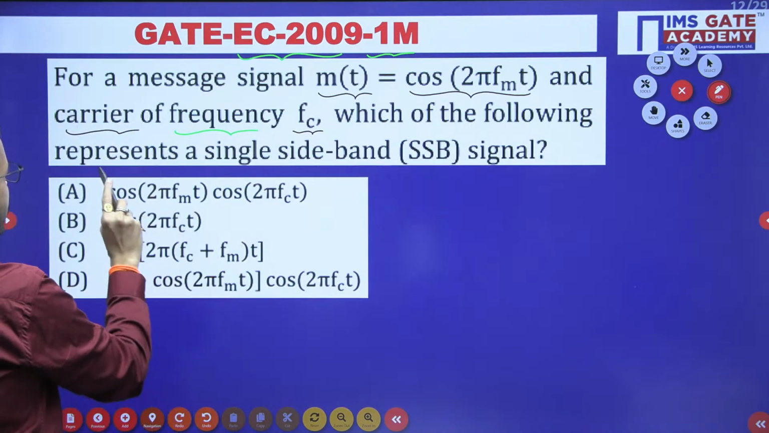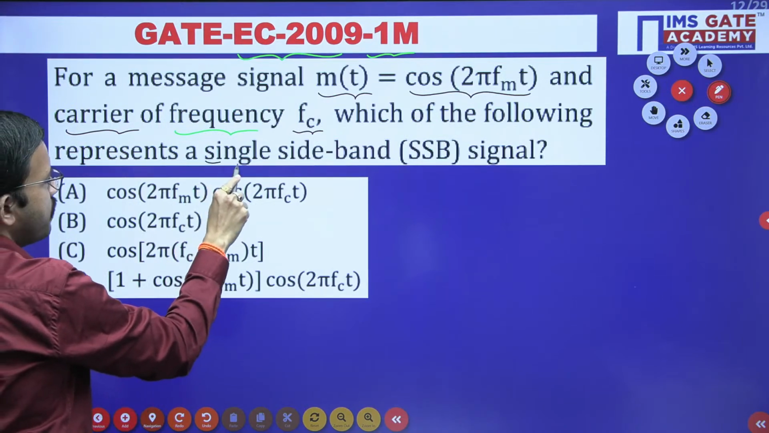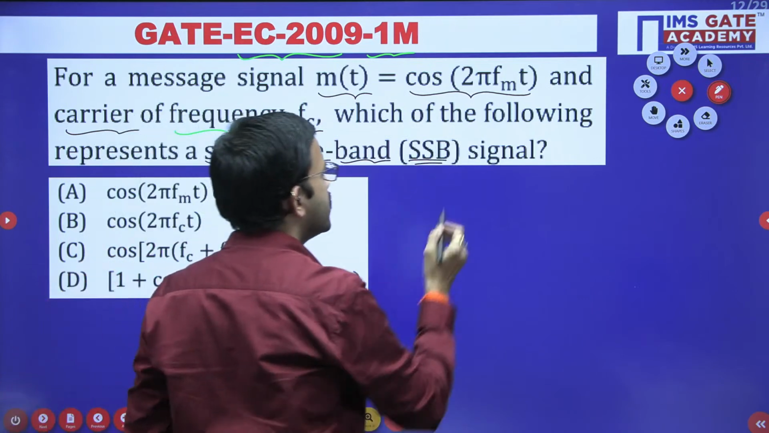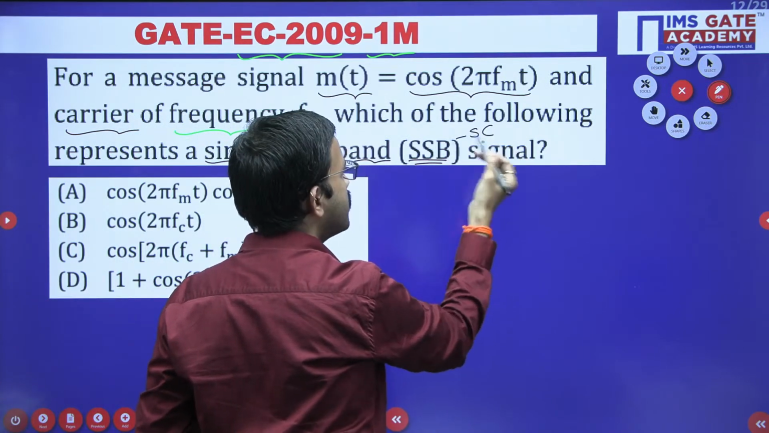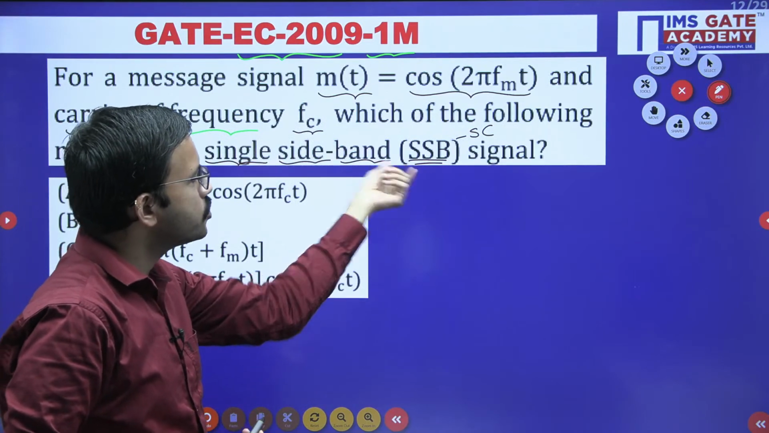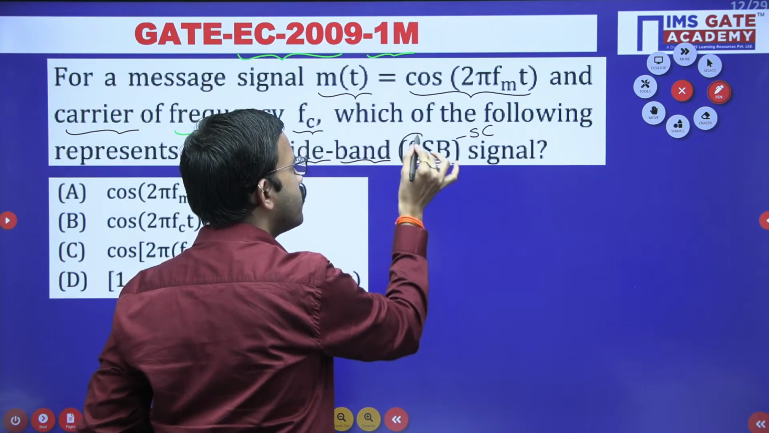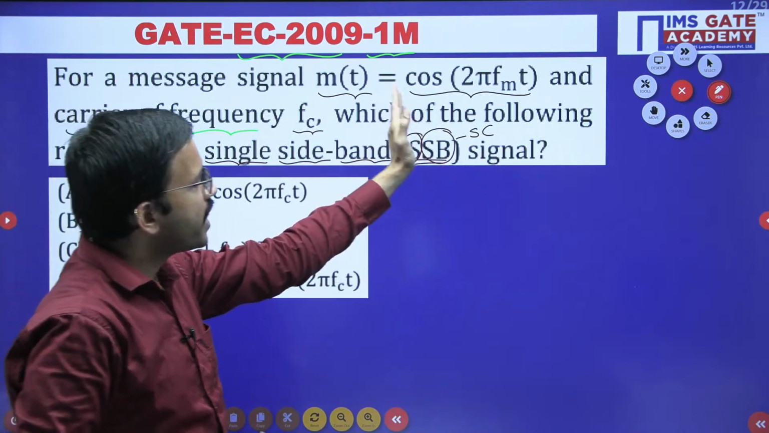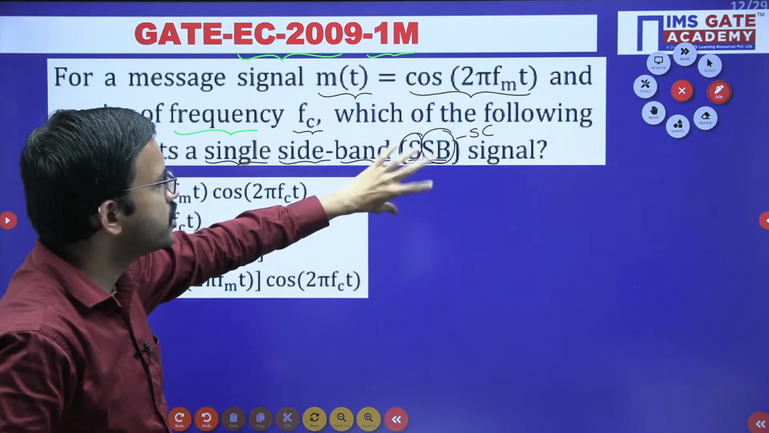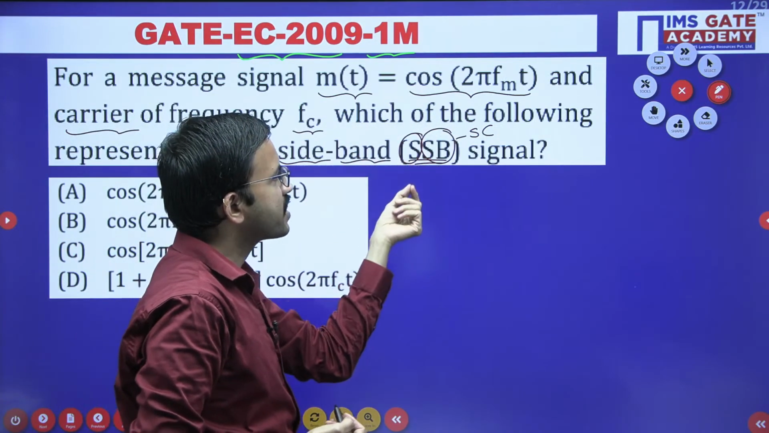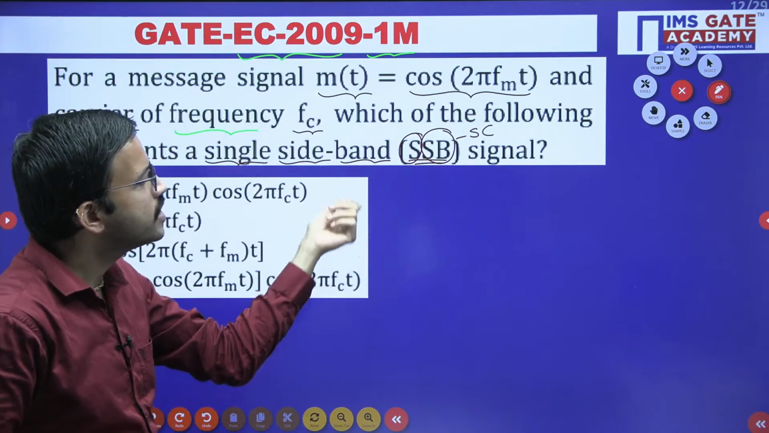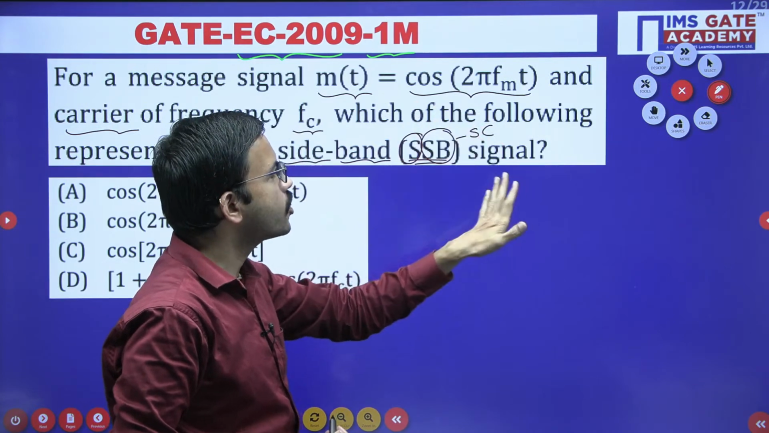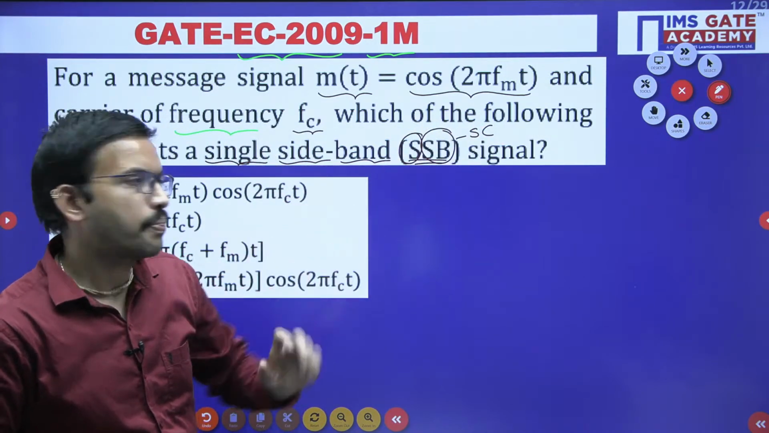Which of the following represents a single sideband, that means SSB-SC only. Generally they will represent SSB-SC, sometimes just SSB, but you can easily understand which has only one sideband. That means the other sideband is suppressed and the carrier is also suppressed. So no need for confusion whenever they mention SSB or VSB. Sometimes they mention SC after that, sometimes they don't, but the meaning doesn't change.